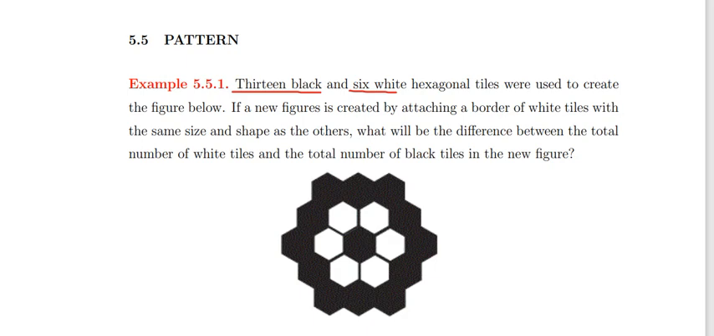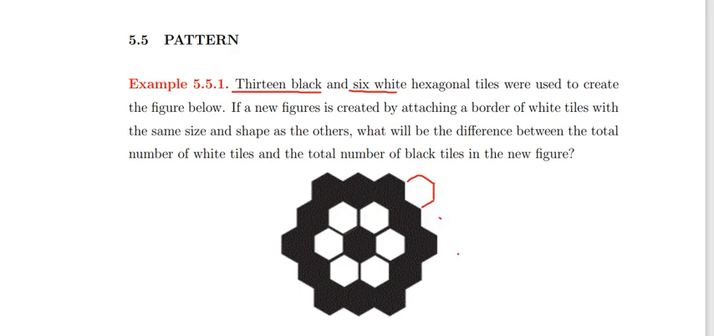Okay, so this problem says we have 13 black and 6 white hexagonal tiles used to create the figure below. So let's say black we have 13, like here we have 12 plus 1, and white we have 6. If a new figure is created by attaching a border of white tiles the same size and shape as the others, so let's say we put white here, attached like this, white.